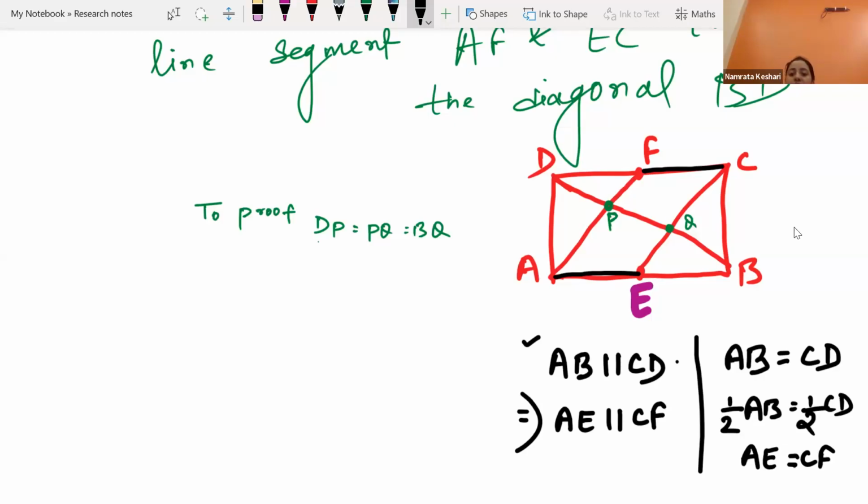Now half of AB, I am purposely taking as AE, and half of CD I am taking as CF. Why am I taking it like this? Because now I am going to declare that these two are parallel and equal, and hence this is a parallelogram. Are you getting it? Okay, if this is a parallelogram, let me check whether it will help prove that DP, PQ and BQ are all the same.